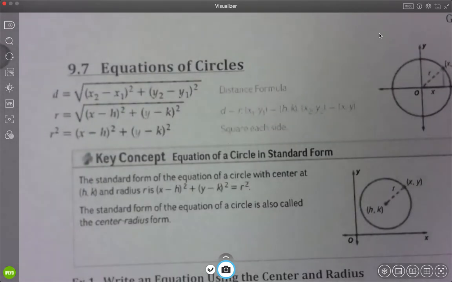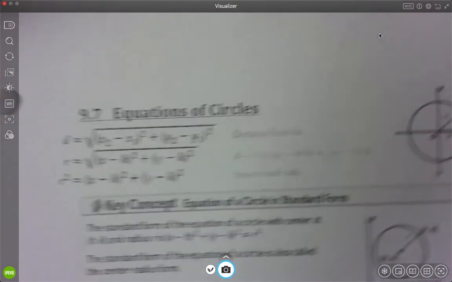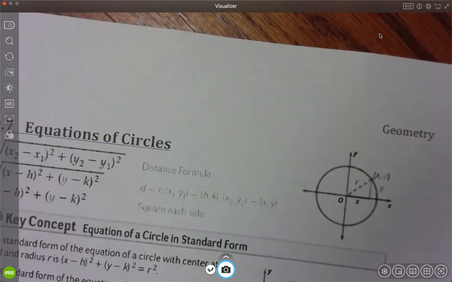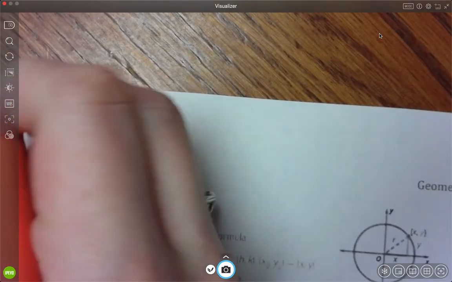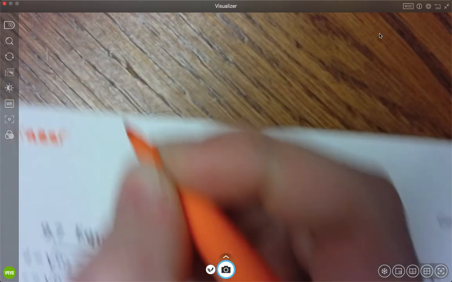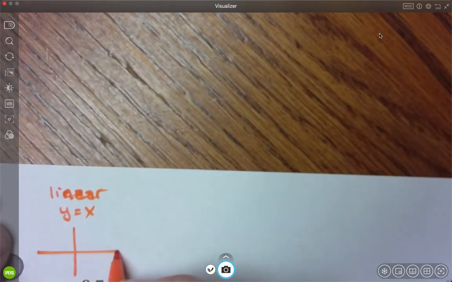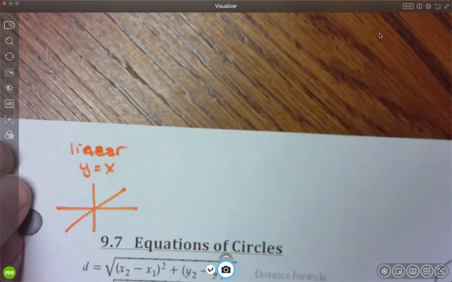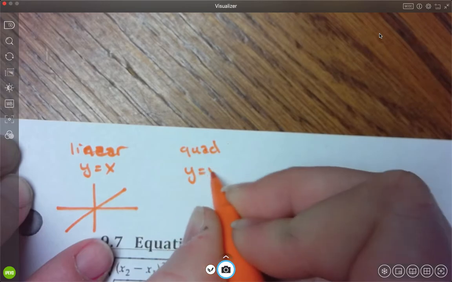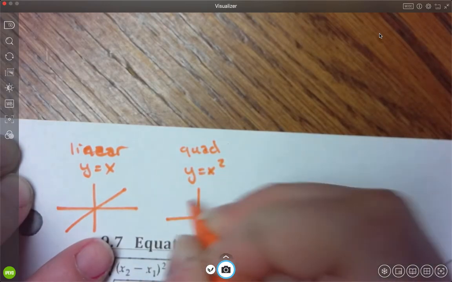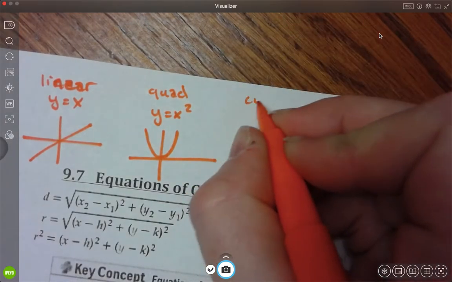In algebra, we talk pretty heavily about equations of different things. We talk about a linear function, L-I-N-E-A-R, or like y equals x. That's what it will look like as an equation, and it'll just be a straight line like this. A quadratic function. You're all bored of me saying this over and over again, I'm sure. This one's a parabola. You could do a cubic function.